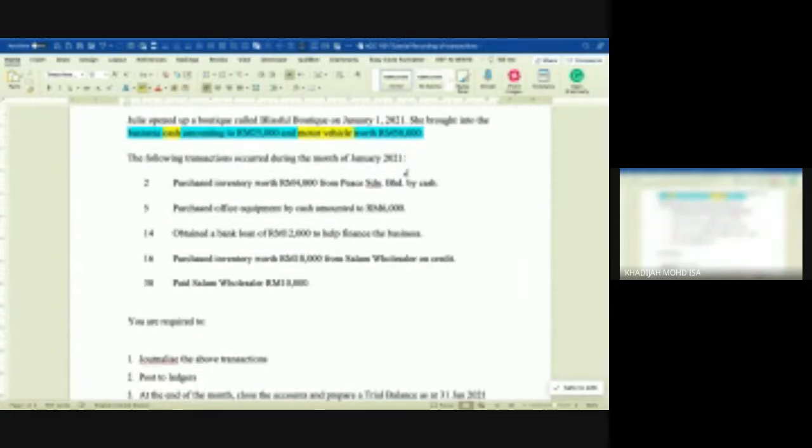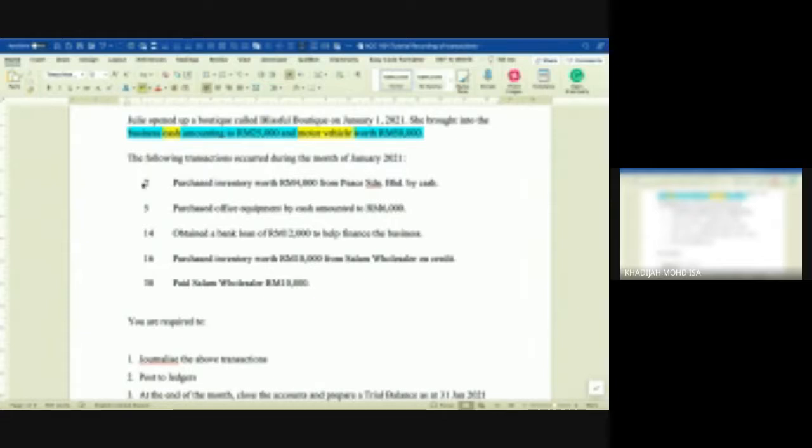Anyone not clear about the first transaction? Okay. Now we go to the second one. Then the following transactions occurred during the month of January. All right. So what happened now? You have a few transactions. Let's look at one.